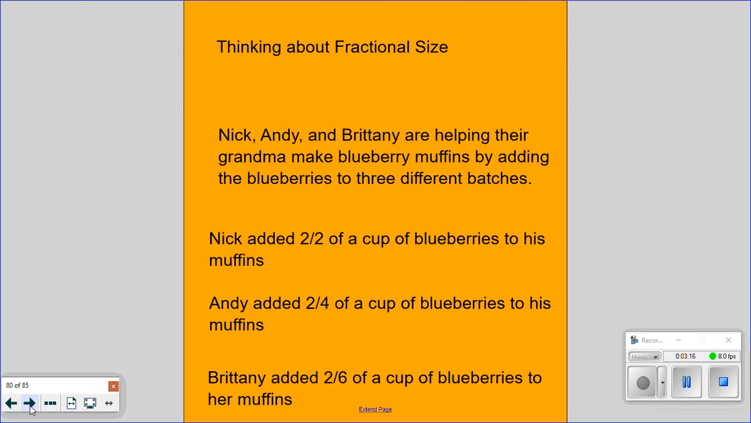Nick added 2/2, I should say cups instead of a cup, but that's right, of blueberries to his muffins. Andy added 2/4 of a cup of blueberries to his muffins. Brittany added 2/6 of a cup of blueberries to her muffins. So I see that each person added a different fraction amount of blueberries. You see that? Yeah.